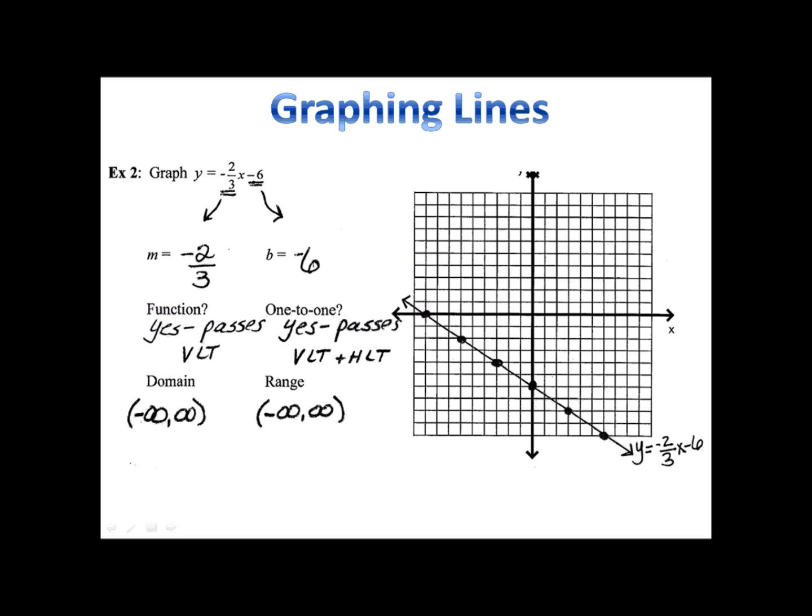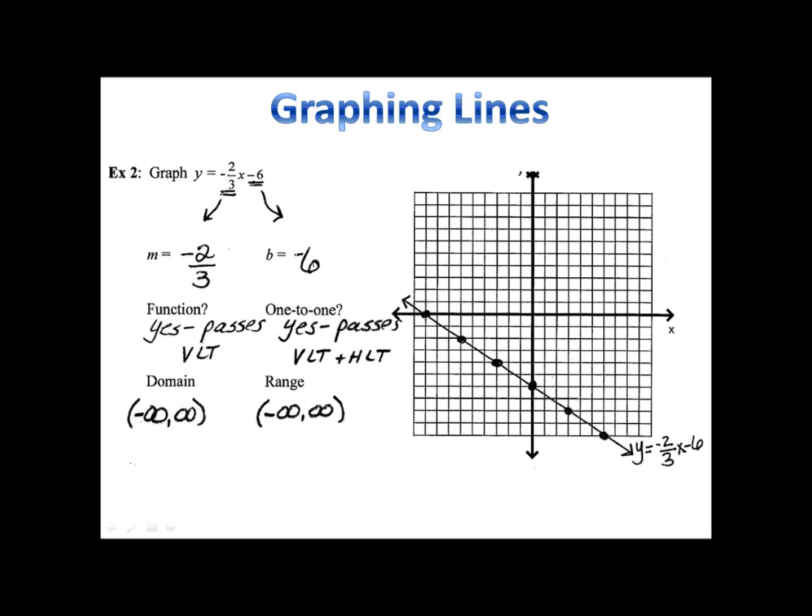This line does represent a function. It's also one-to-one. The domain is from negative infinity to positive infinity. Remember, domain is left to right. The range is negative infinity to positive infinity. The range is up and down.